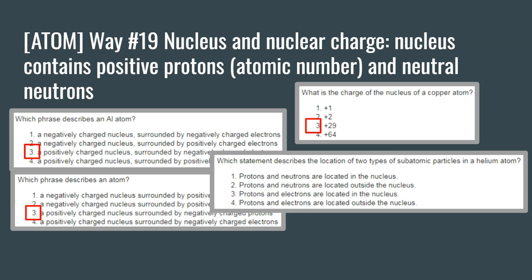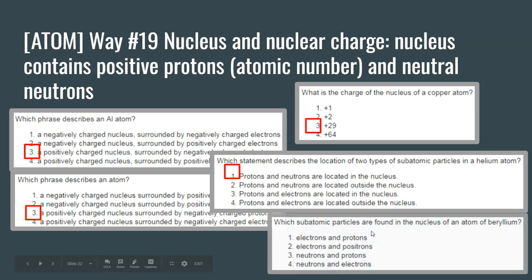Okay, this problem is asking you about particles, about the protons and neutrons, and you guys remember that protons and neutrons are located in the nucleus, and therefore the answer choice is 1. Electrons are located in orbitals outside the nucleus, so we can eliminate choices 3 and 4. Next problem. Which subatomic particles are found in the nucleus of an atom of beryllium?